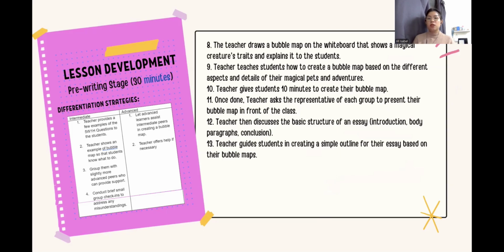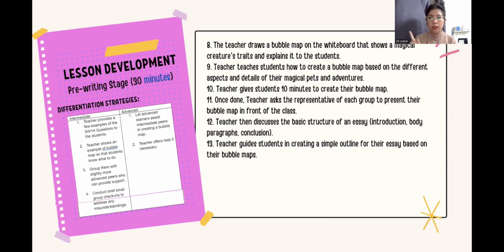After that, the teacher will give students 10 minutes to create their bubble map. Now, once done, the teacher will ask a representative from each group to present their bubble map in front of the class. Once the presentation is over, the teacher will discuss the basic structure of an essay, which includes introduction, body paragraphs, and also conclusion. Then, the teacher will guide students in creating a simple outline for their essay based on their bubble maps.